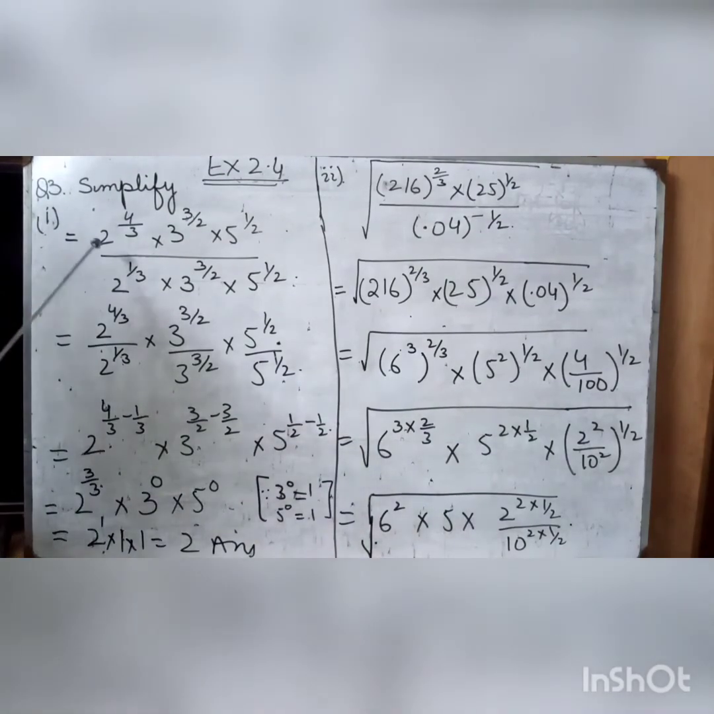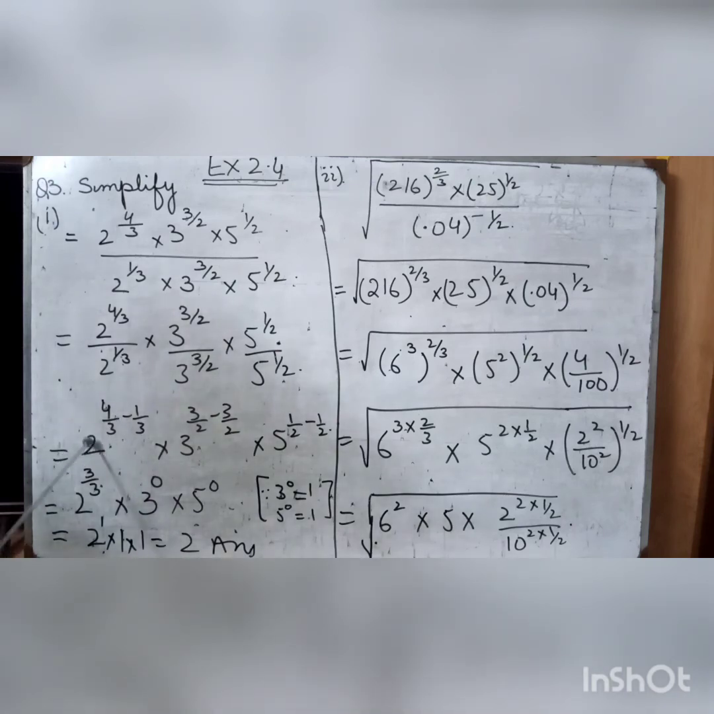After simplification, we have 2 raised to power 4/3 multiplied by 3 raised to power 3/2 multiplied by 5 raised to power 1/2, over 2 raised to power 1/3 multiplied by 3 raised to power 3/2 multiplied by 5 raised to power 1/2. This can be written as 2 raised to power 4/3 over 2 raised to power 1/3, multiplied by 3 raised to power 3/2 over 3 raised to power 3/2, multiplied by 5 raised to power 1/2 over 5 raised to power 1/2.